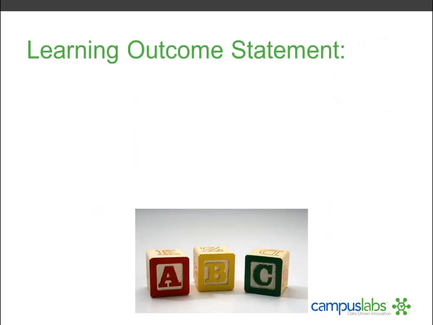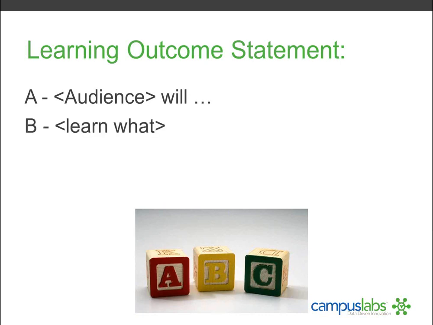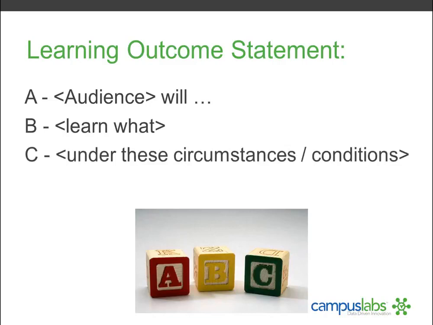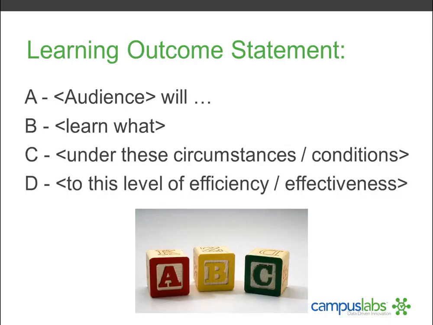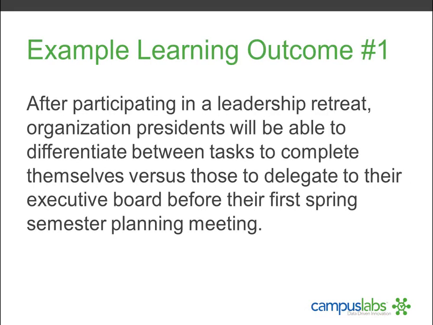So a typical learning outcome statement will be stated or could be stated in the following way. A, the audience will. B, learn what, can do what. C, under what circumstances or conditions. D, to what level of efficiency or effectiveness. So let's look at a couple of examples and break down how these examples address each of the different elements of a learning outcome statement.